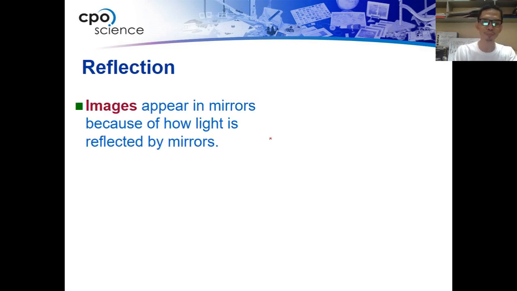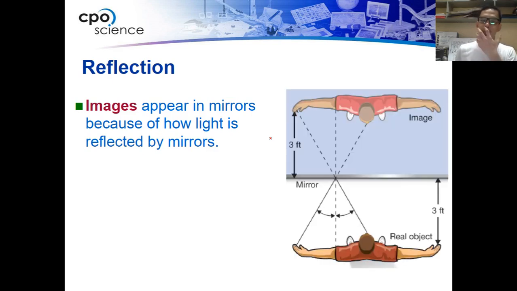Next one. So what is a reflection? When light reflects on any surface, images are likely to appear on that surface. For example, here we have the mirror. When light passes through a mirror and bounces off the mirror, it forms certain images. Therefore, the image that is formed is a product of how light is reflected by the mirror.